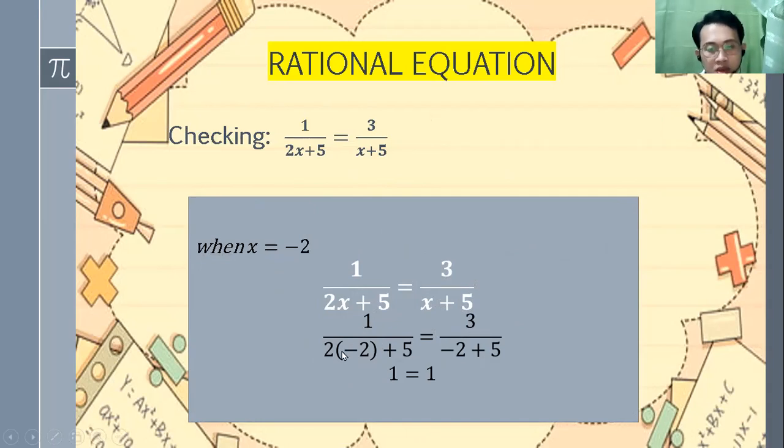1 all over 2 times negative 2, that's negative 4 plus 5. So that's 1. So 1 over 1 on our left side, that's 1. And on our right side, negative 2 plus 5, that's 3. So 3 over 3 is 1. Therefore, 1 is equal to 1. Then it satisfies the equation. As you can see, the left side is equal to the right side, which means the answer x is equal to negative 2, which is correct.